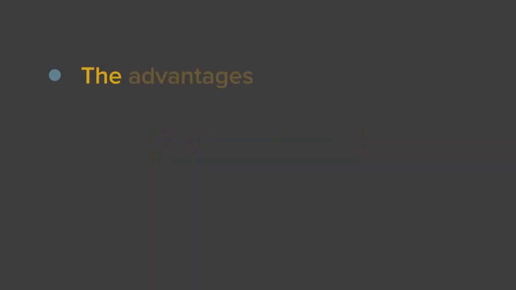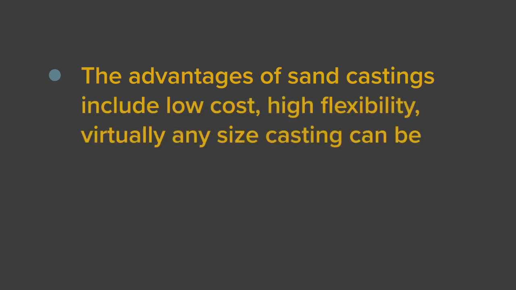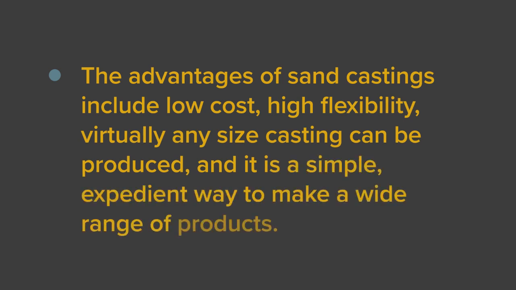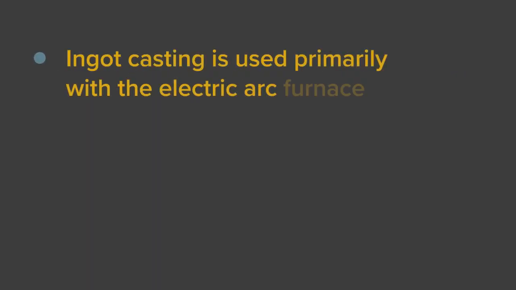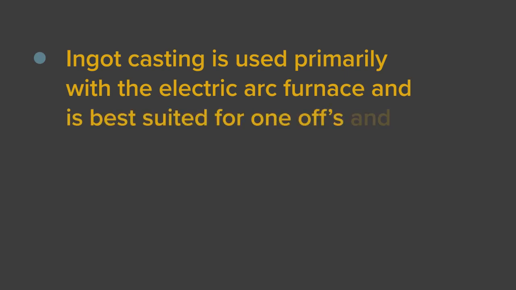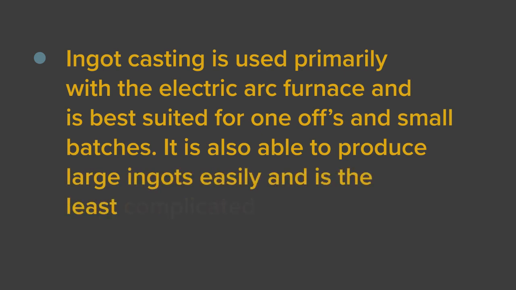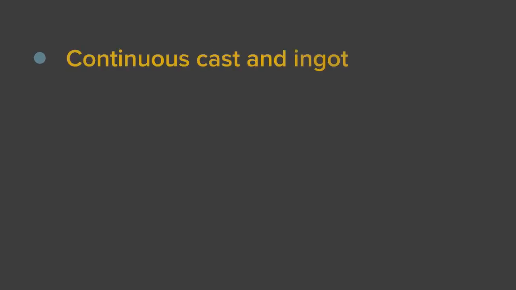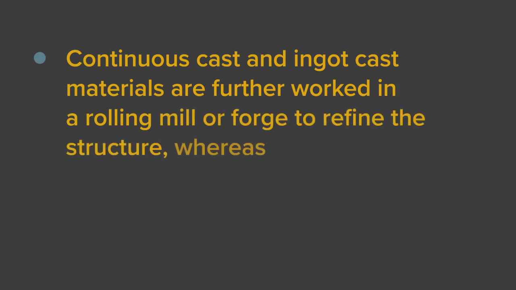So in summary, the advantages of sand casting include low cost, high flexibility, virtually any size casting can be produced, and it is a simple, expedient way to make a wide range of products. Ingot casting is used primarily with the electric arc furnace and is best suited for one-offs and small batches. It is also able to produce large ingots easily and is the least complicated of the casting techniques. Continuous cast and ingot cast materials are further worked in a rolling mill or forge to refine the structure, whereas sand castings are not.